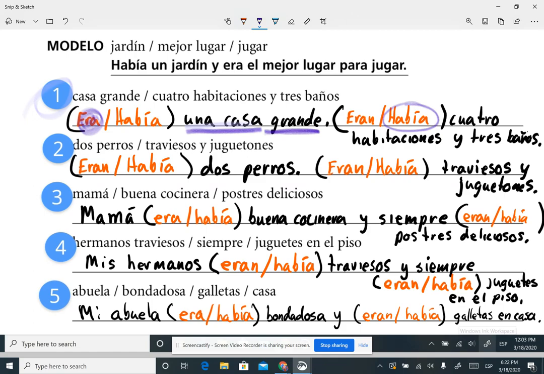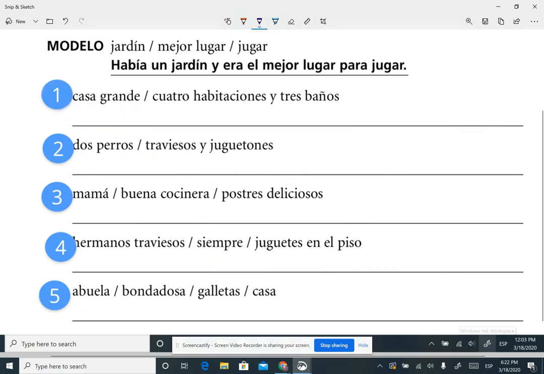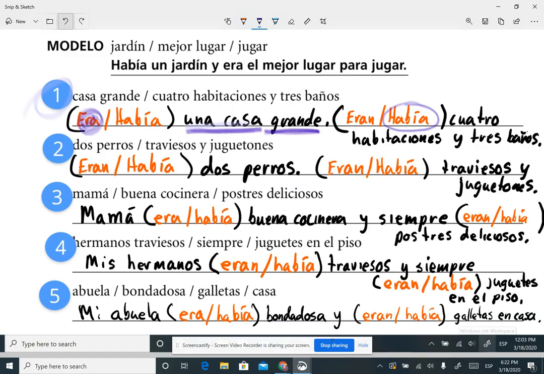So there is our first couple of examples of how to use these. First one, era, because we're describing what it was like. It was a big house. Second one, había, because we're saying what existed within that house. So let's do a little bit more. See if we can make this a little bit clearer.